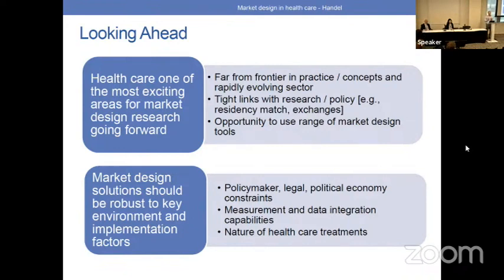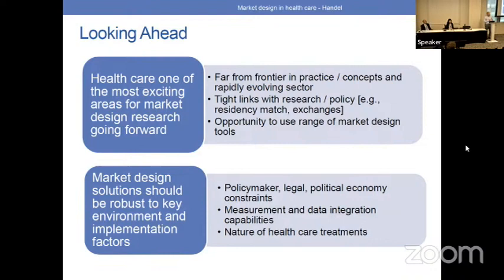There's really tight links between the research that's been done in healthcare and healthcare policymaking. We see that in insurance markets. We see that in the vaccine markets. I think that's something I personally love about working in this space, is that you can do really interesting market design conceptual research and really get people to listen in terms of what you're doing. And you can use a range of tools, right? Matching tools, auction tools, tools related to design with asymmetric information.